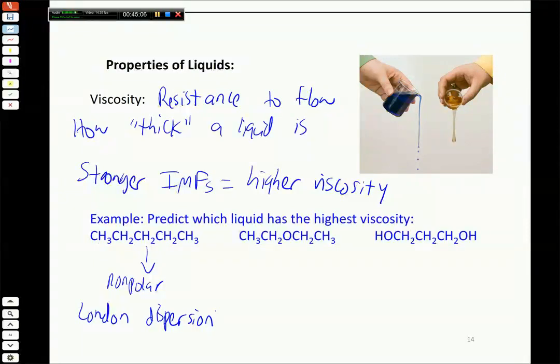But if we go to this substance here, which inserts an oxygen in the middle, if we draw the structure of this, this is going to be a lot like water, but instead of hydrogen, it's going to have just two carbon chains on it, CH3, CH2. So this is going to be another bent molecule, because you have the two lone pairs on oxygen still. And so this is going to be a polar molecule.